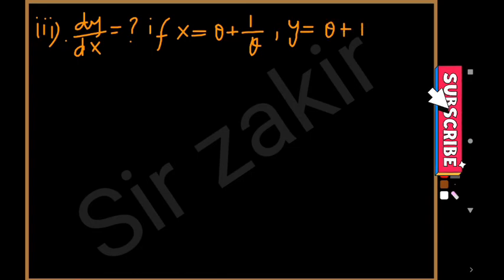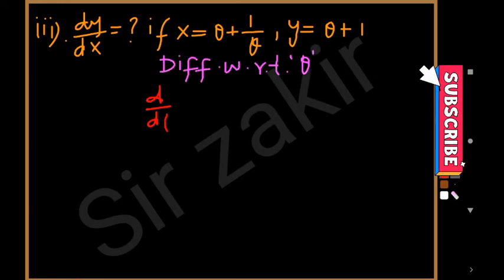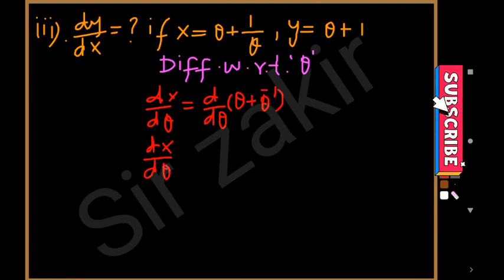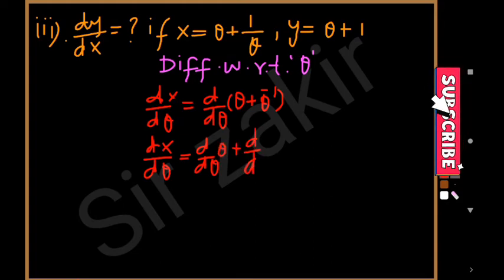It is said that find dy by dx, parametric function, if x is equal to theta plus 1 by theta, y is equal to theta plus 1. Differentiate with respect to theta. We differentiate with respect to theta, what will happen? First we differentiate x, then dx by d theta, derivative of, if we expand this bracket, d by d theta of theta, d by d theta of theta power minus 1.